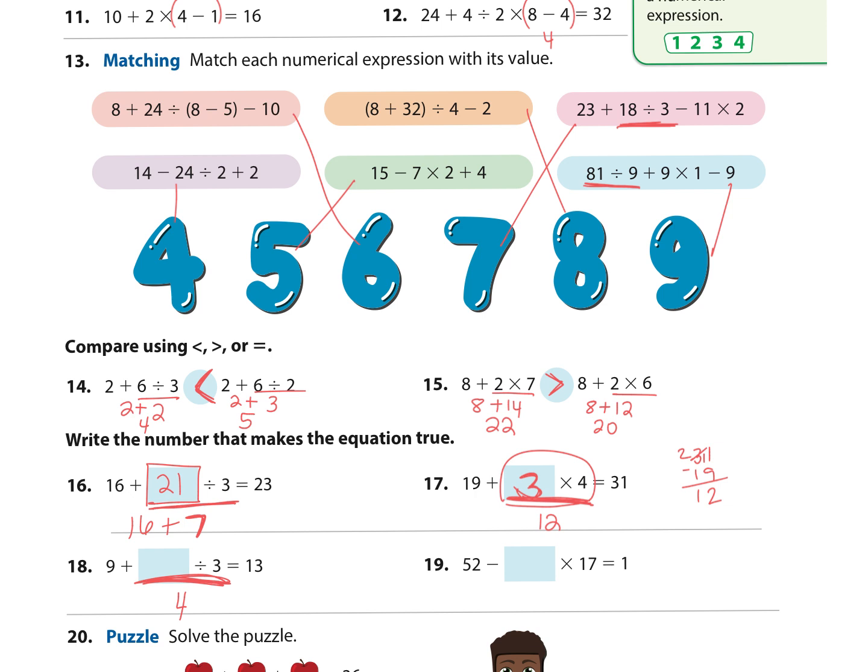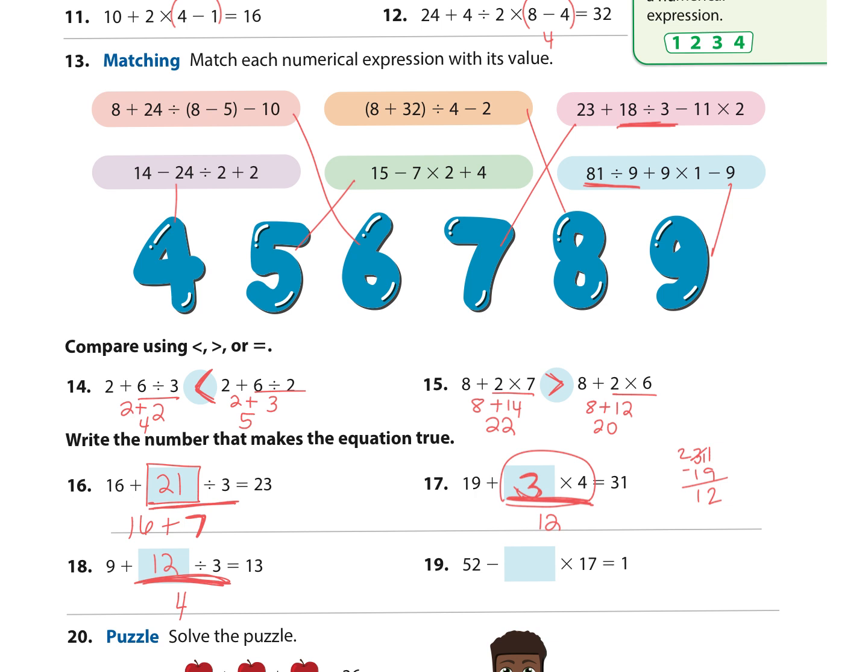We can do trial and error, or I can use my fact families. What's the opposite of divide? Times. Okay, the inverse operation of divide is multiply. So I'm going to do 4 times 3, and that gives me 12.